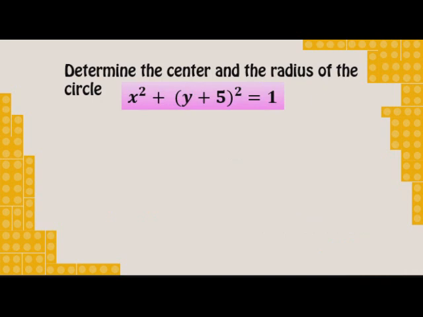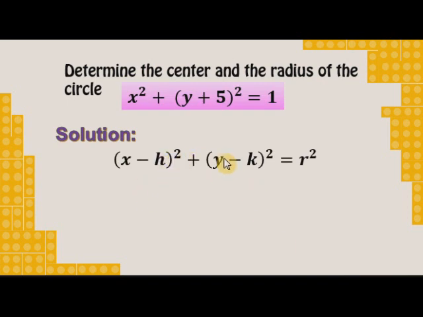Determine the center and radius of the circle. This time the equation is x squared plus y plus 5 quantity squared equals 1. How do we find the center? In standard form, we are going to have our h and k. For that, we have this formula for h and k. If you have a parenthesis or a group for your x or y or both, you must use your h and k. Here we have our h, which is equal to 0.